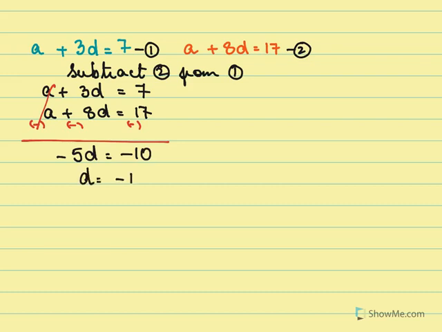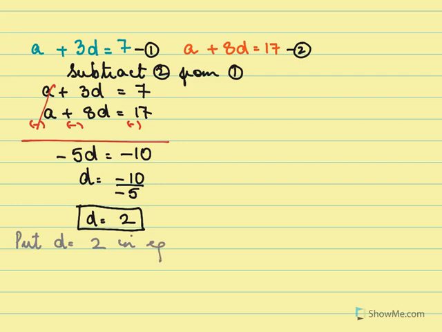And the d is minus 10 over minus 5. So d equals 2. This is another result which is important. Now I want to find out my a also. So put d equal to 2, say in equation 1. My equation 1 is a plus 3d equal to 2. So a plus 3, my d is 2, equal to 2.